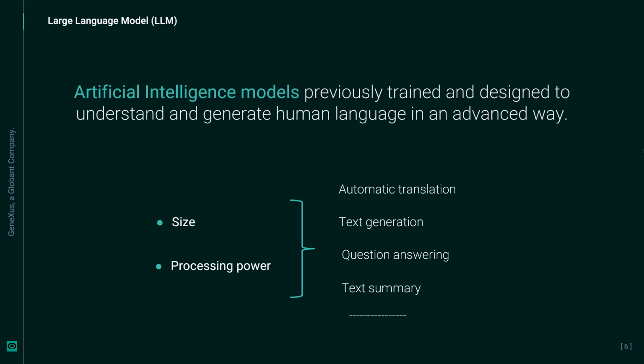Once trained, these models can be adjusted for specific tasks such as machine translation, text generation, question answering, and text summarization, among others. Thanks to their ability to understand and generate language, these models have enabled important advances in natural language processing applications. One of the most prominent examples of an LLM is GPT-4, Generative Pre-trained Transformer (GPT), developed by OpenAI.